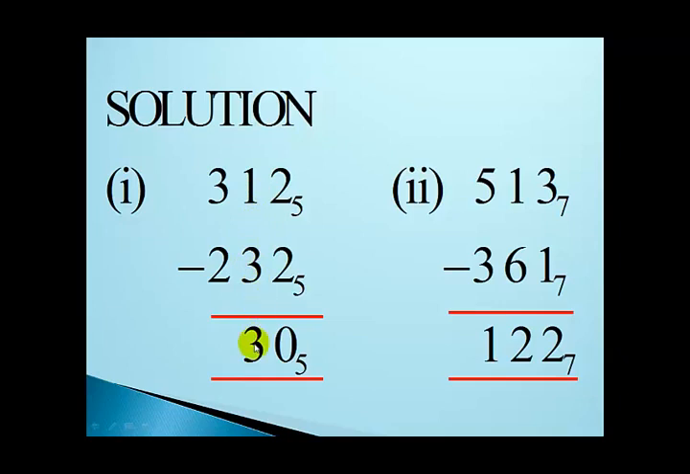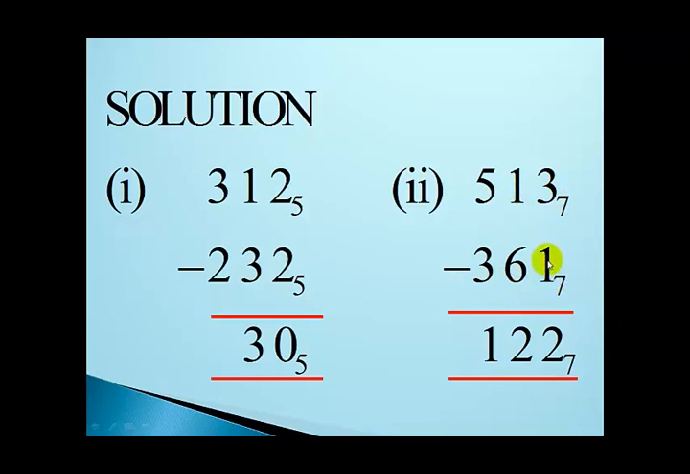Take note that because we borrowed 1 from 3, we are left with 2. And 2 minus 2 will give us 0. And that is why we have 3, 0 base 5. Now II, 5, 1, 3 base 7 minus 3, 6, 1 base 7.